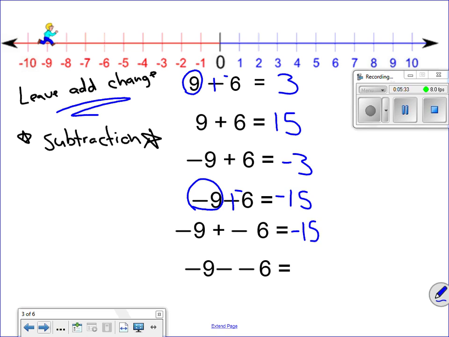Leave, add, change. Once again, I've taught you this several times now. Every time you see a double negative, boom, make them both positive. I have a -9 and a +6, which is a lot like this problem right here. And my answer is a -3. Keep these things in mind. It's amazing what a negative and a positive number can do with a 9 and a 6. All right, kids? Be paying attention to leave, add, change. It will help you out.